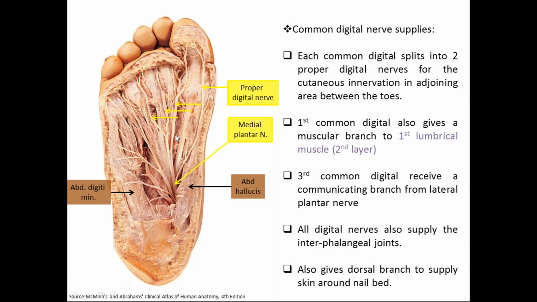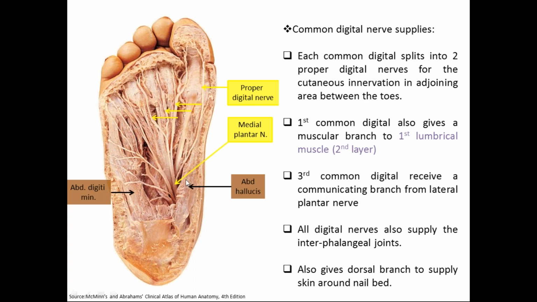Now, the first common digital nerve also gives innervation to the first lumbrical muscle. The lumbrical belongs to the second layer because it has an attachment with the long tendon of the flexor digitorum, which belongs to the second layer. So if you talk about the proper digital, this proper digital, along with the cutaneous innervation, gives muscular supply to the flexor hallucis brevis, and the first common digital, along with the cutaneous innervation, gives supply to one muscle, that is the first lumbrical.